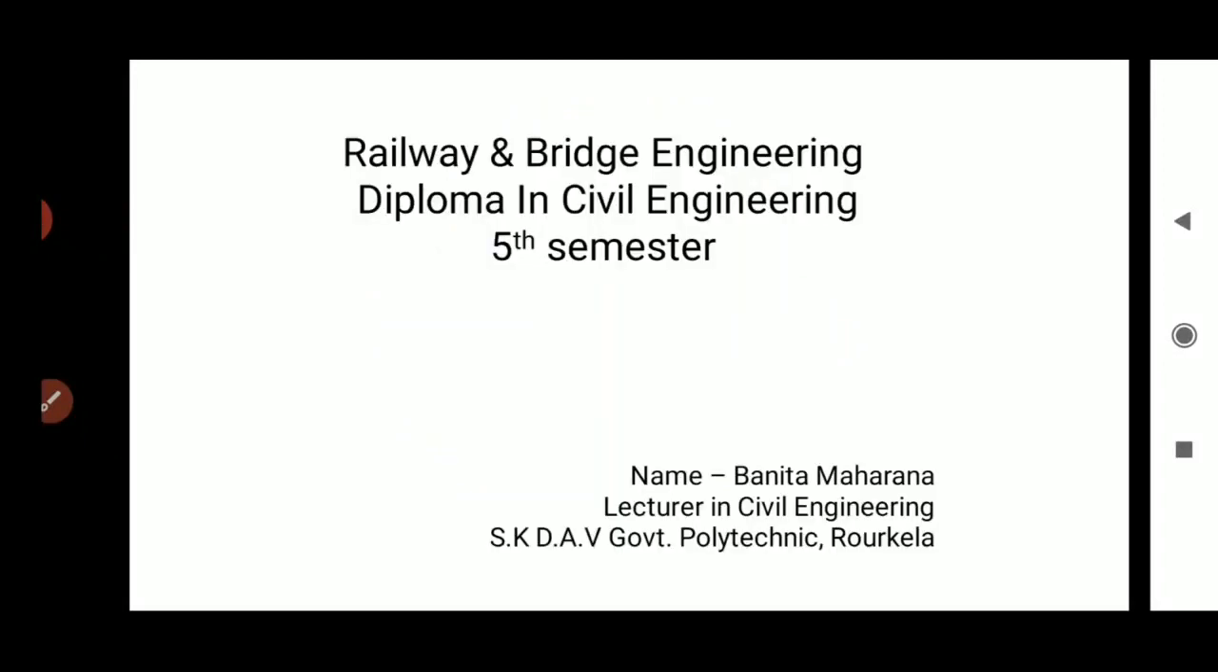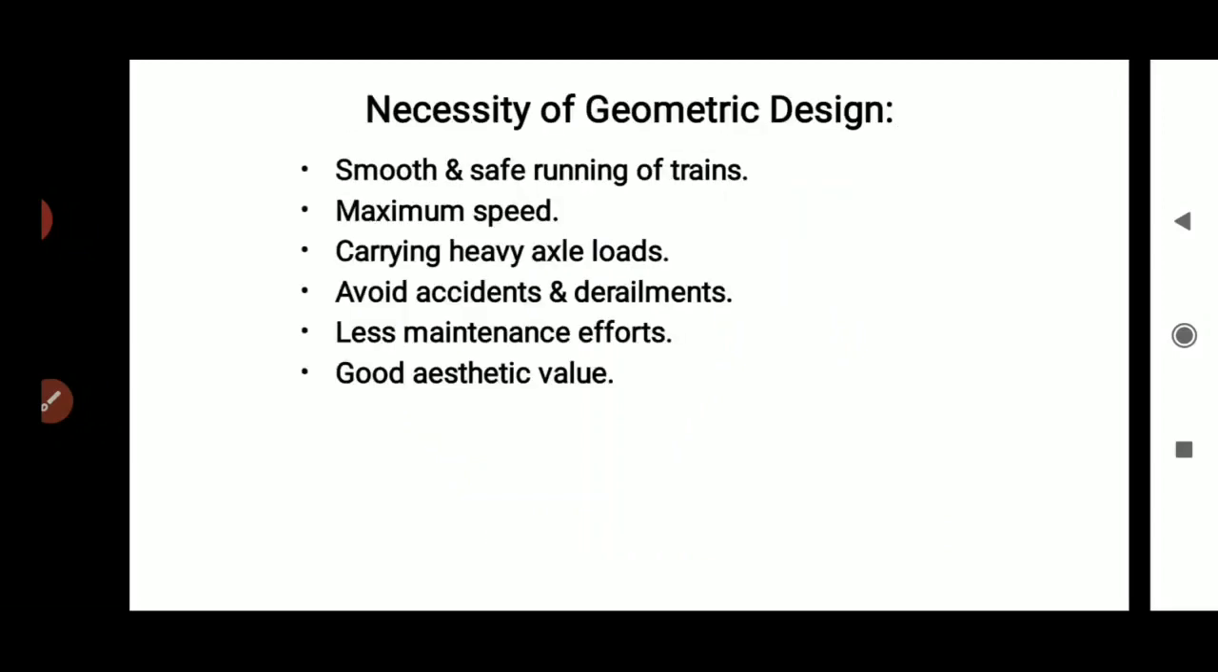Hello everyone. In the last lecture we have finished the components of permanent way. So in this lecture we will discuss the geometric design of railway track. So what is the necessity for doing the geometric design of railway track?